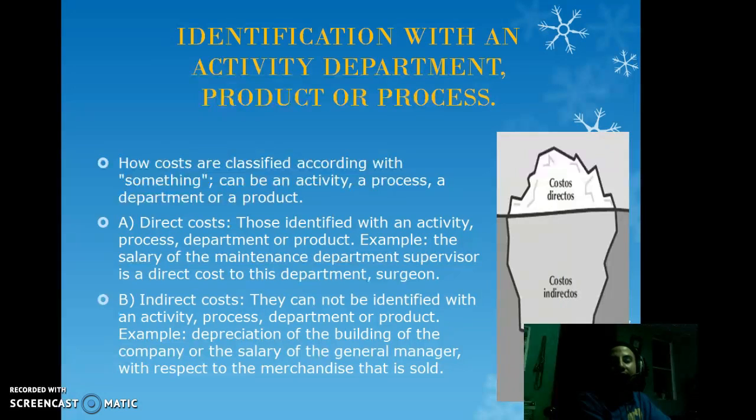The indirect cost is the other one. They cannot be identified with an activity, process, department, or product. Example, the depreciation of the building of the company or the salary of the general manager with respect to the merchandise that is sold.